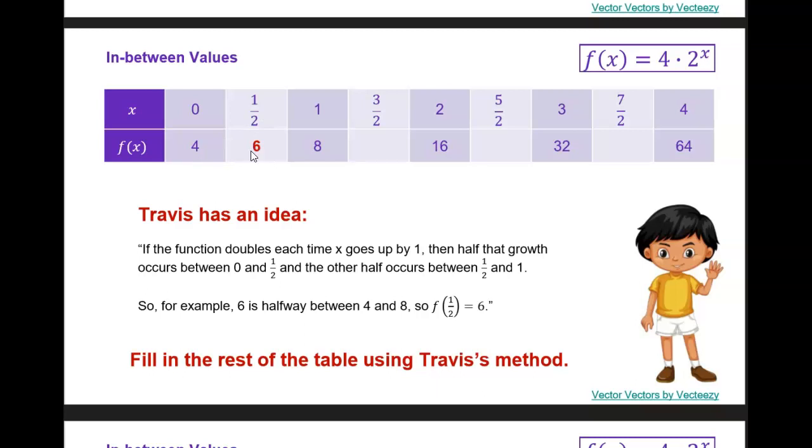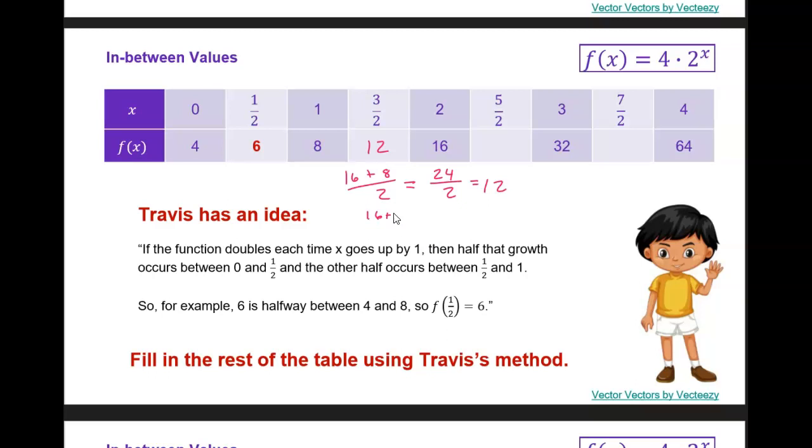So the number immediately in between 4 and 8 is 6, because 4 plus 2 is 6, and 6 plus 2 is 8. So halfway in between those two is 6. And to fill in the rest of this table, we need to find the number halfway between 8 and 16. This is similar to finding the average. We can just do 16 plus 8 divided by 2. That's going to be 24. 16 plus 8 is 24 divided by 2, which is 12. 12 is halfway between 16 and 8.